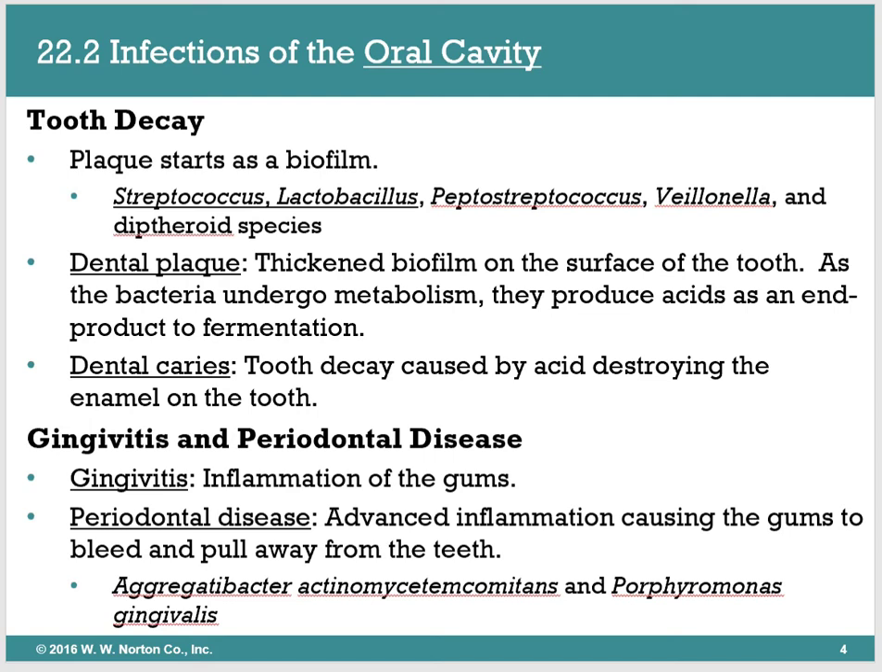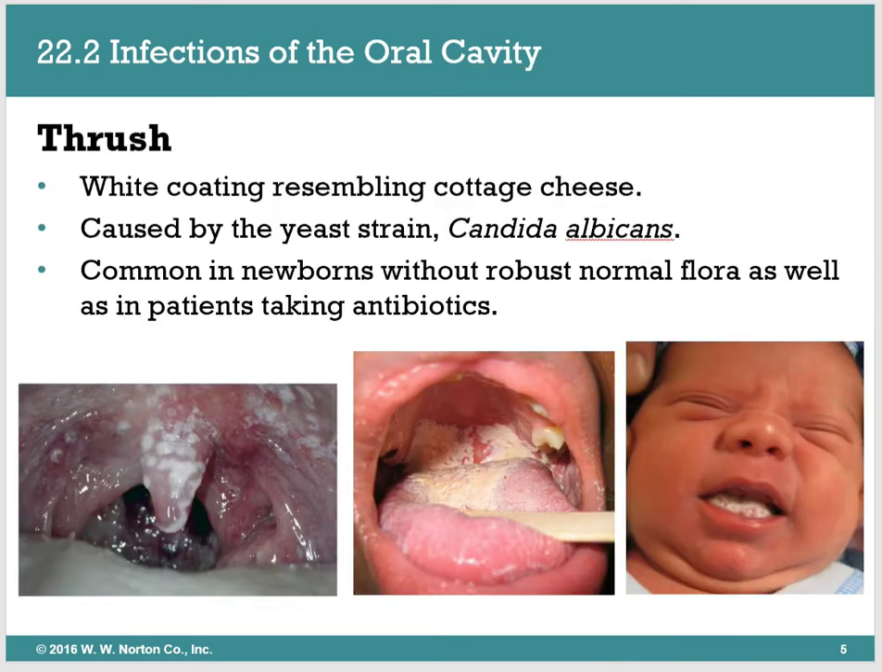Okay, so next we're going to talk about something called oral thrush. This is commonly caused by a yeast called Candida albicans. Now there are other Candida species that can cause oral thrush, but the most common one is albicans, and it is very, very common in newborns as well as elderly patients. It's very common in newborns because they don't have that robust flora yet, since they are relatively new.